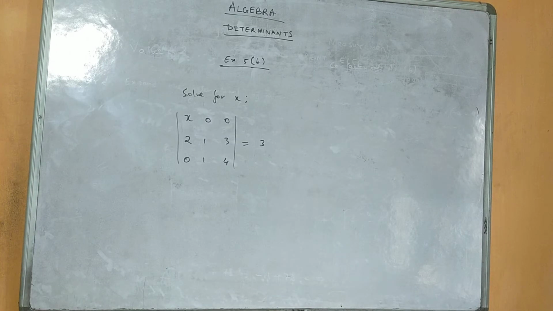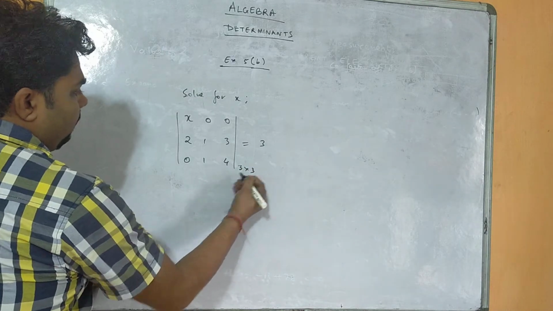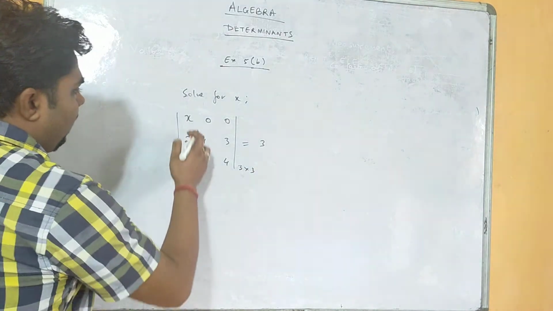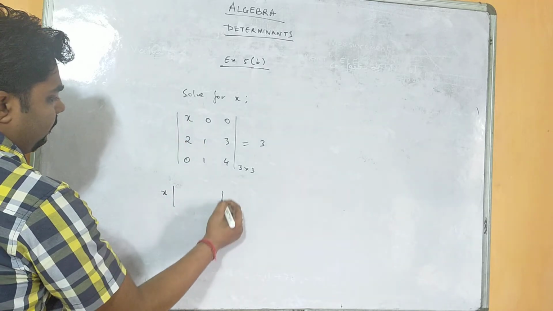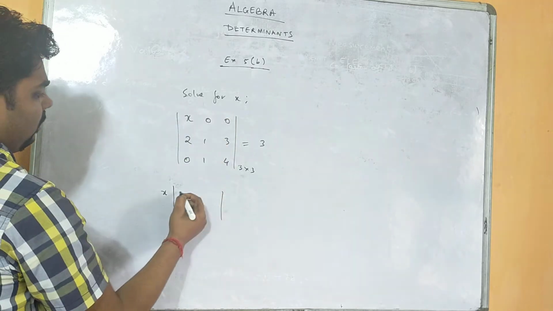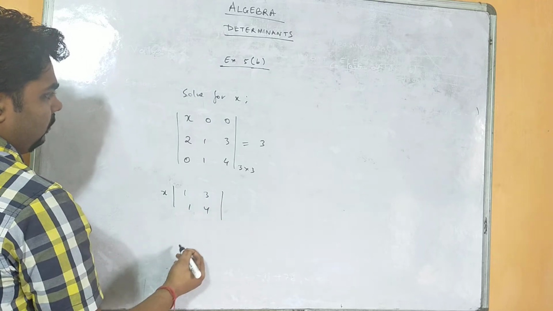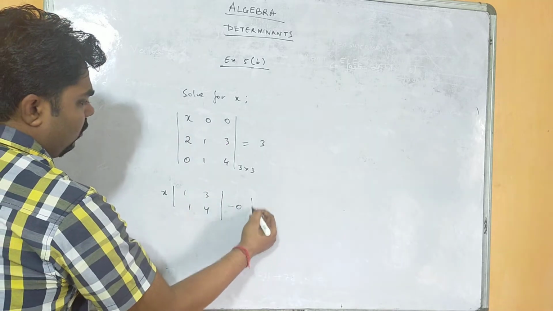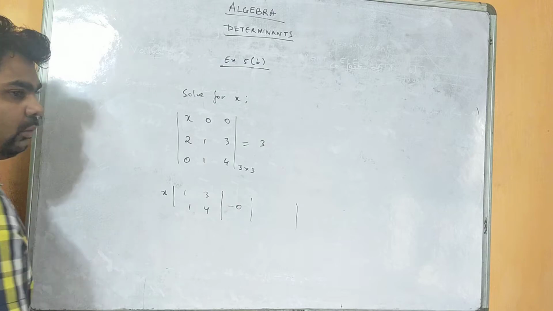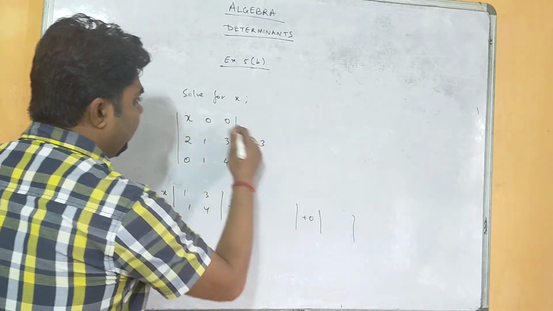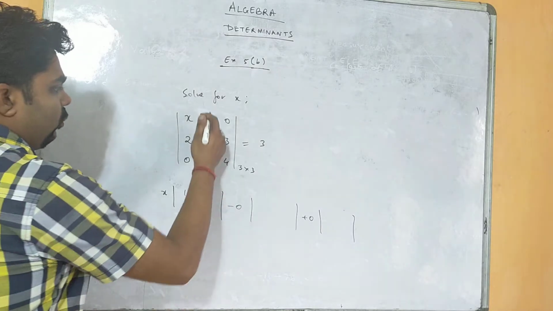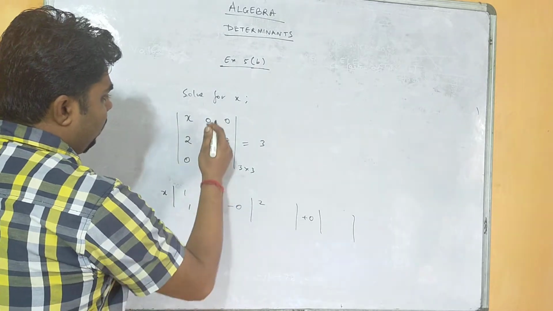Solve for x. So this is a 3 cross 3 determinant. Solve for x means we have to get its value. Now for x, we hide the corresponding row and column. You will get 1 3 1 4. Now for this element 0, 0 multiplied by any element will be 0 only. Similarly here plus 0, 0 multiplied with any element will be 0 only. So it is optional, you can write or not write it here.